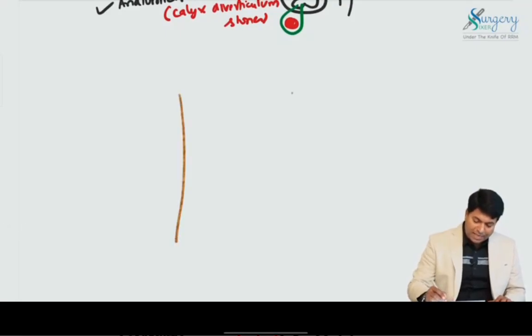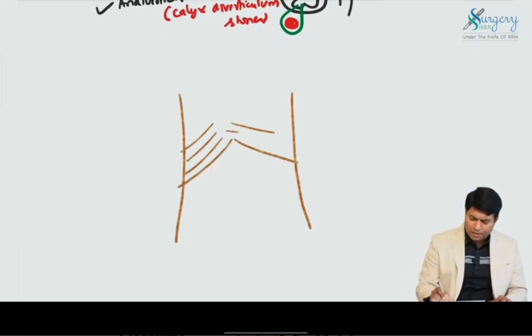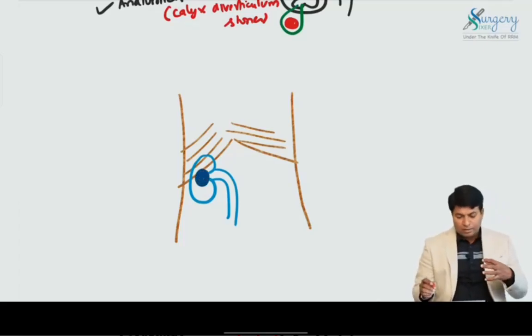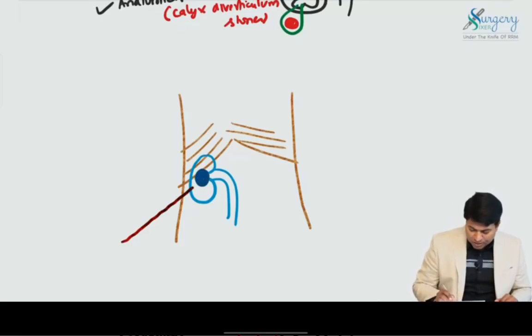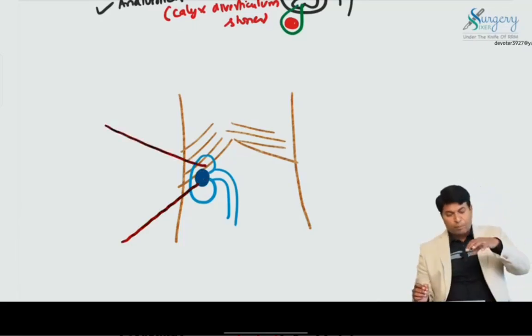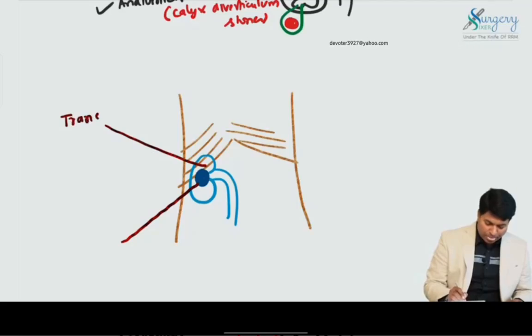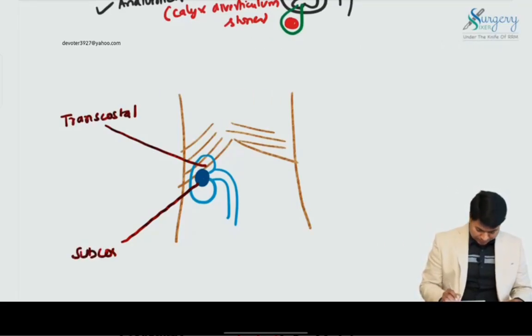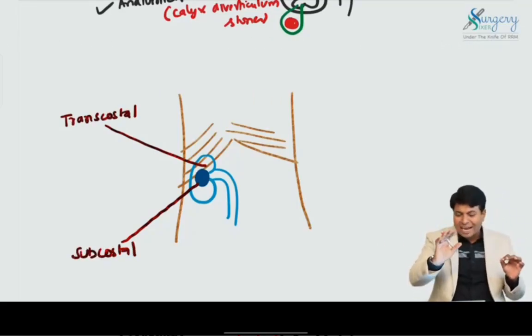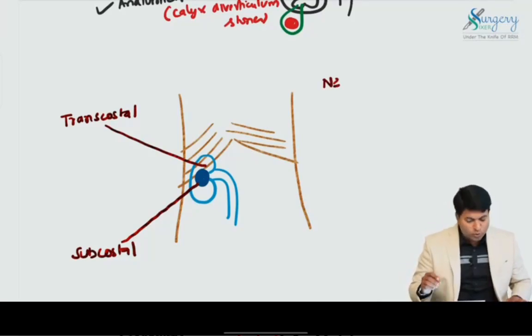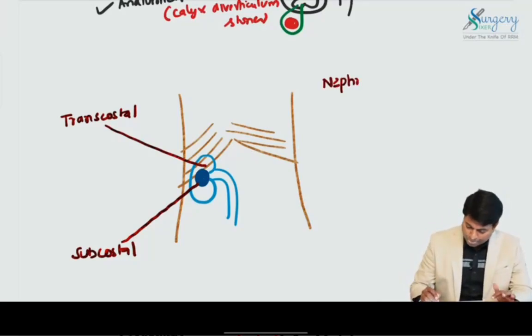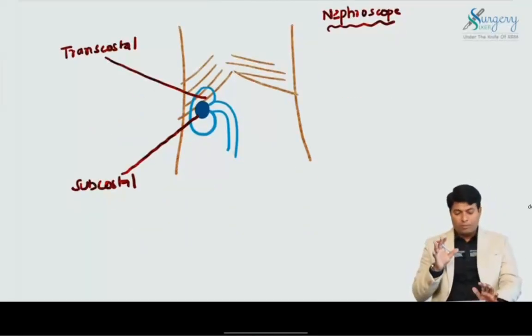What is PCNL? Please understand. These are the ribs, and let us assume this is a kidney containing a stone. We can put a guide wire or a needle directly into the stone like this or like this. There are two methods by which we can approach the kidney: one is the transcostal approach, another is the subcostal approach. We form a tract, we dilate the tract, and then we use a special scope, the nephroscope. I will show you later; it is an image-based question. The nephroscope will go inside, remove the stone and come out.